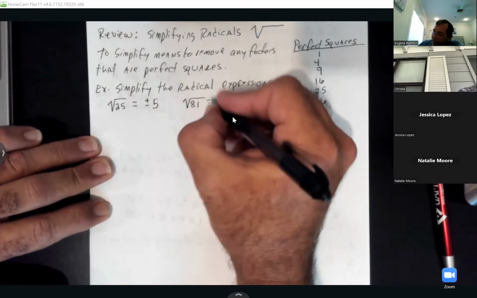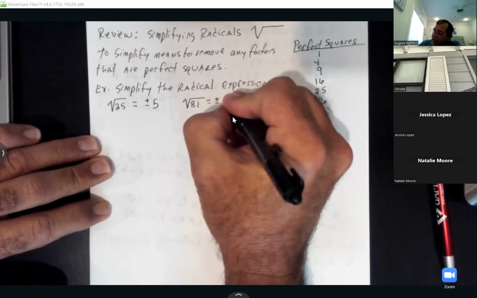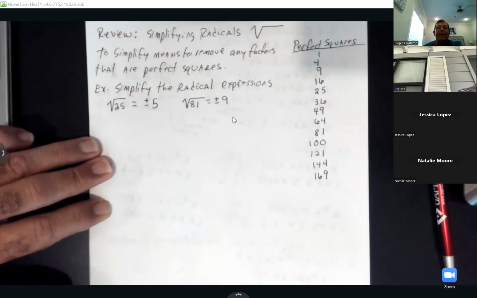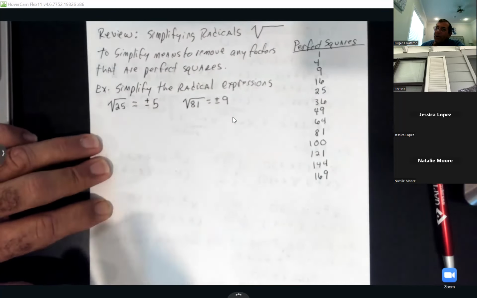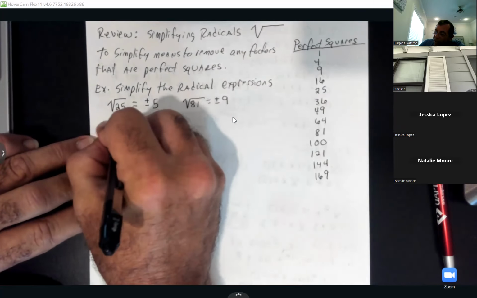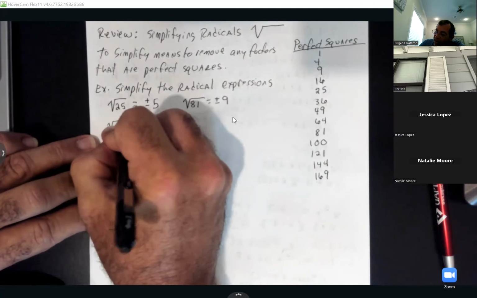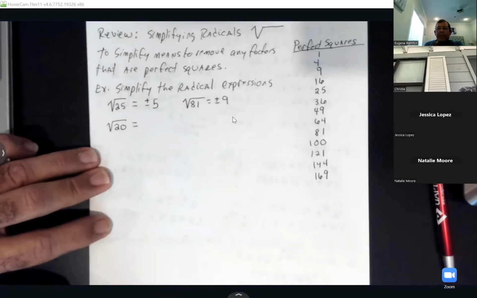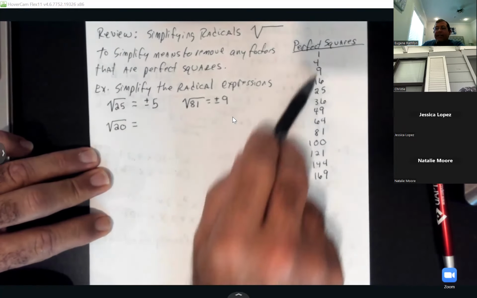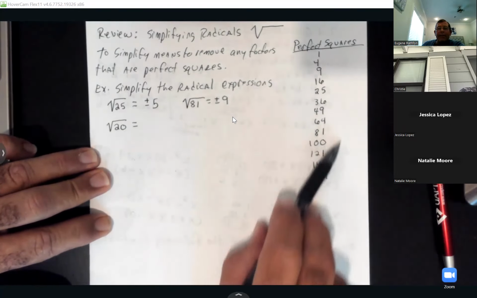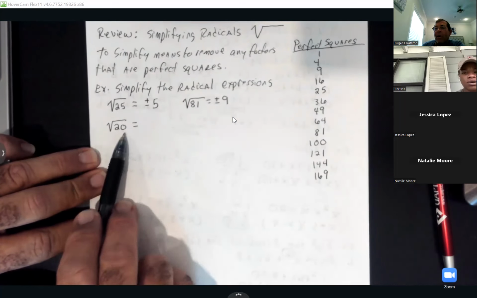Negative 9. So that's going to be a positive or negative 9. All right, so now I'm going to throw the curveballs. I'm going to put a 20 under this. Well, y'all, 20 is not in this list over here. Well, that means 20 is not a perfect square.